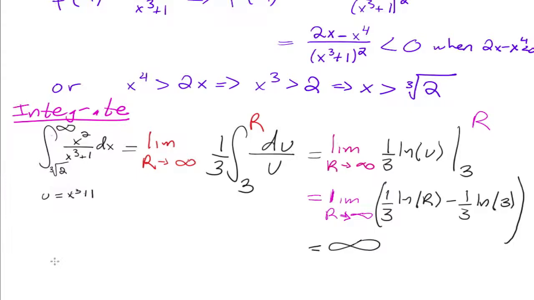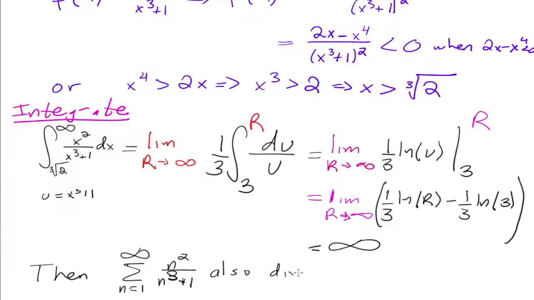So then the series n equals 1 to infinity of n squared over n cubed plus 1 also diverges.